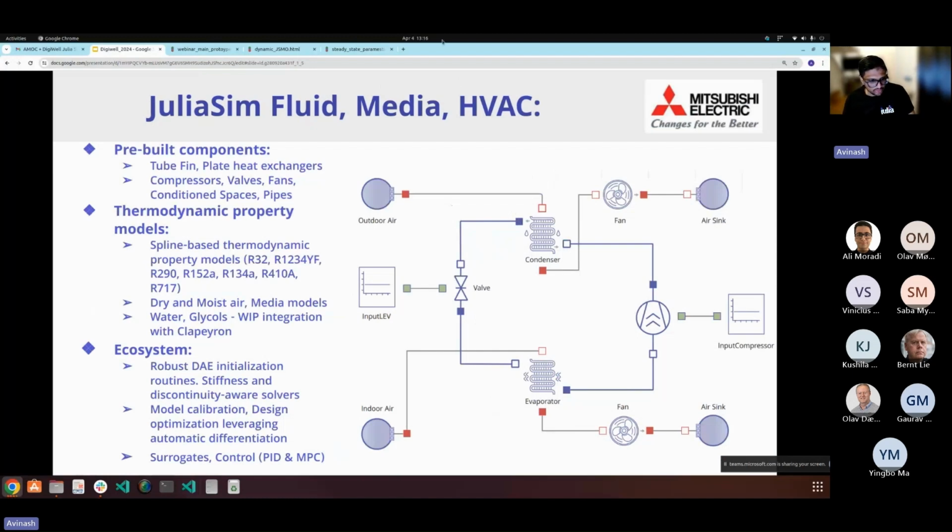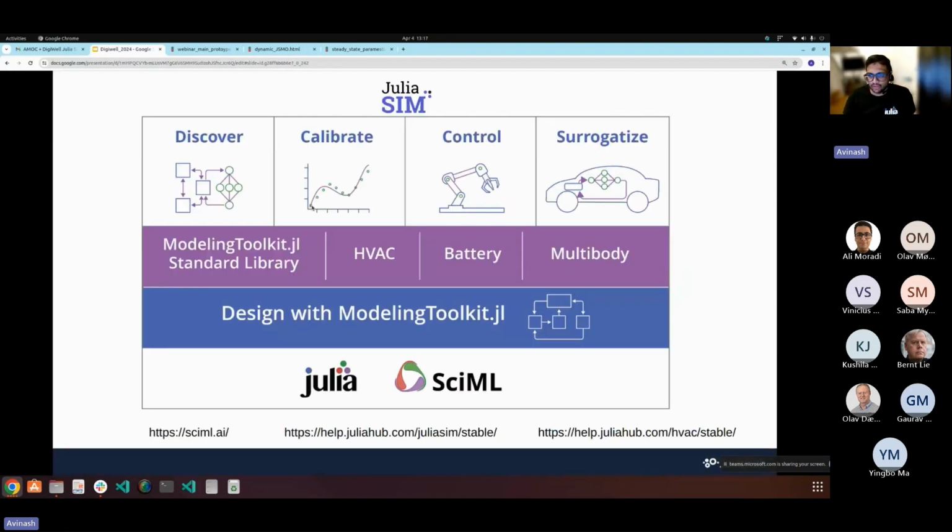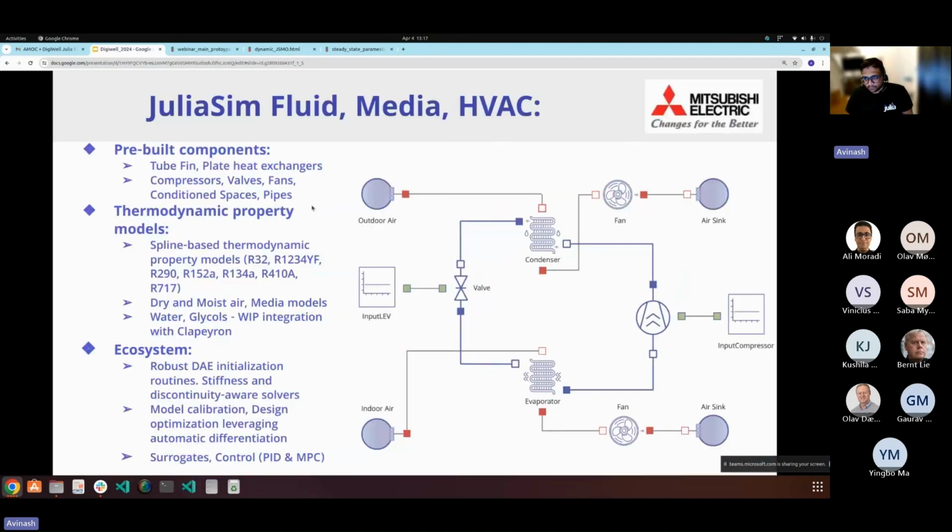So what the HVAC model provides is a set of pre-built components. So for instance, tube fin models for the heat exchangers, compressor models, valve models, fan models, conditioned spaces, and so on. So we provide a 1D finite volume model, with 1D assumptions.